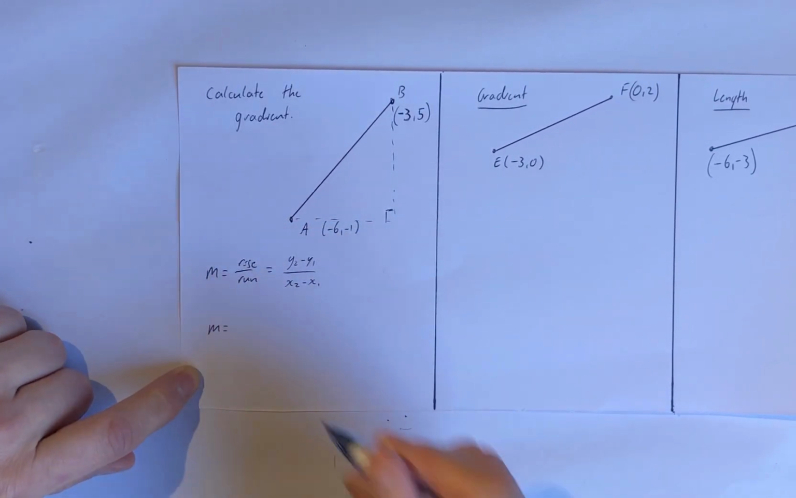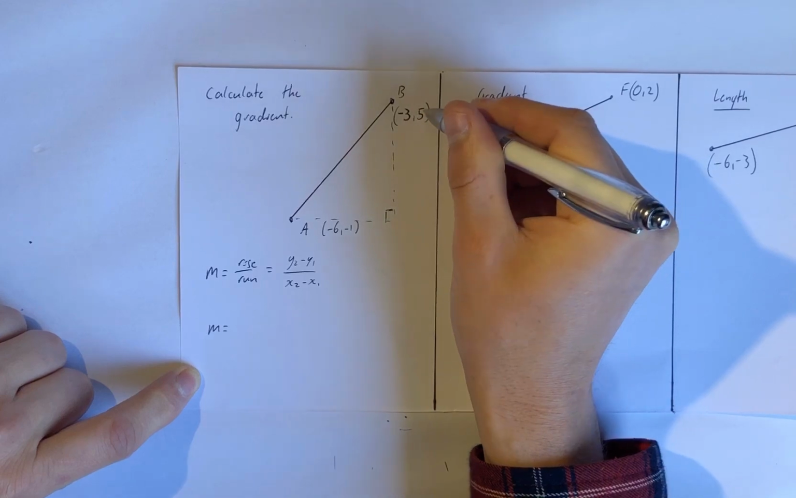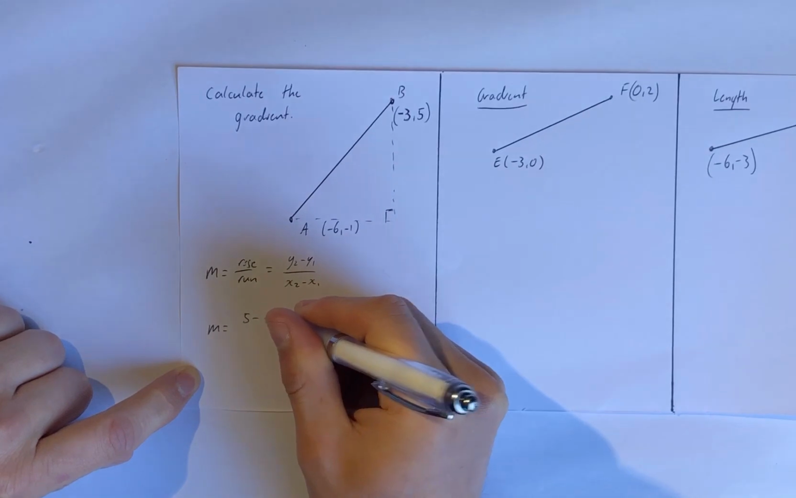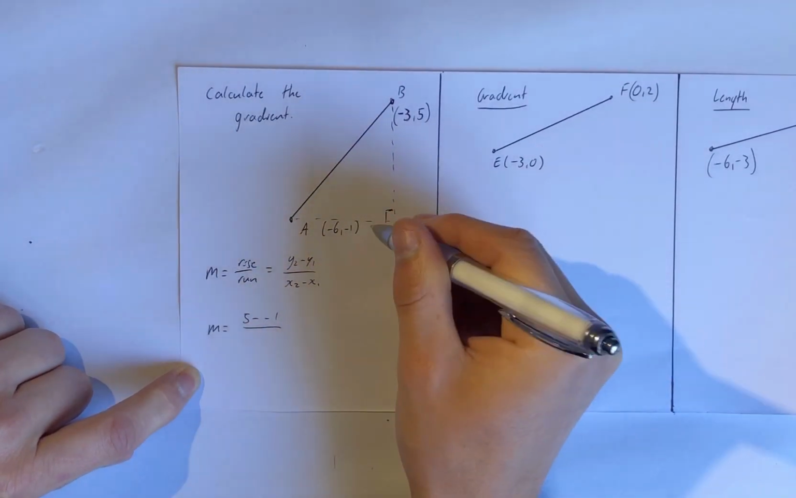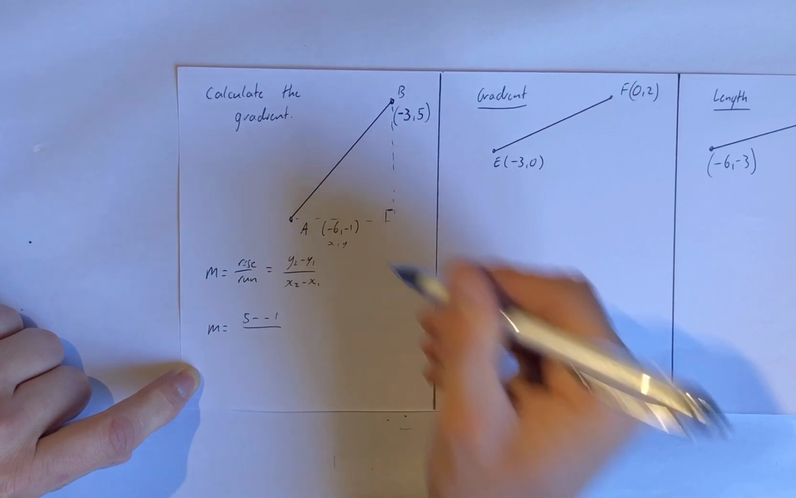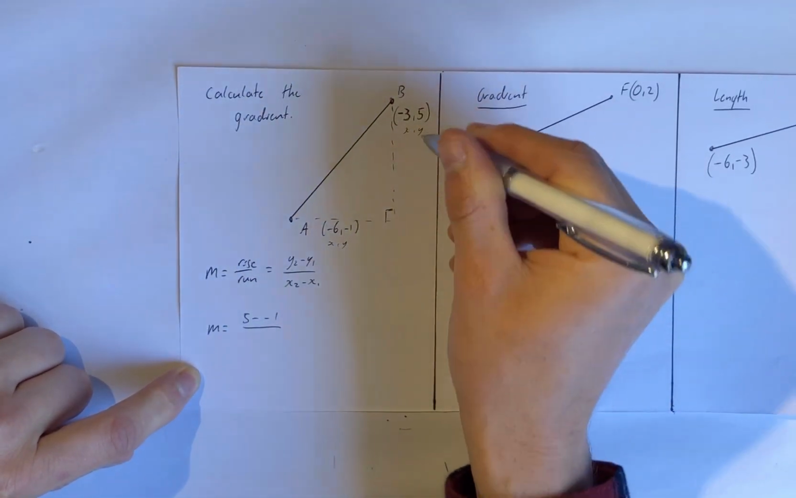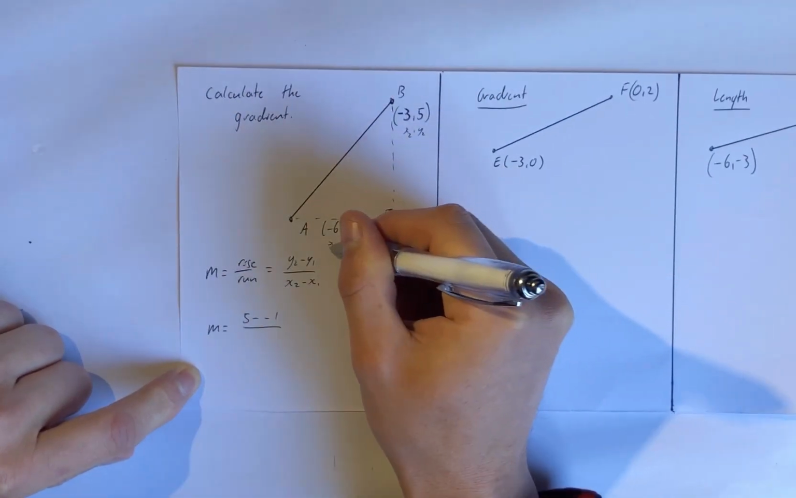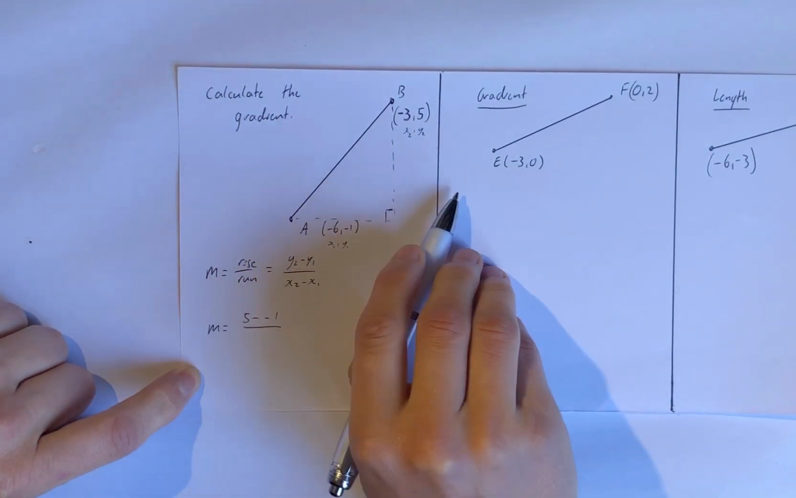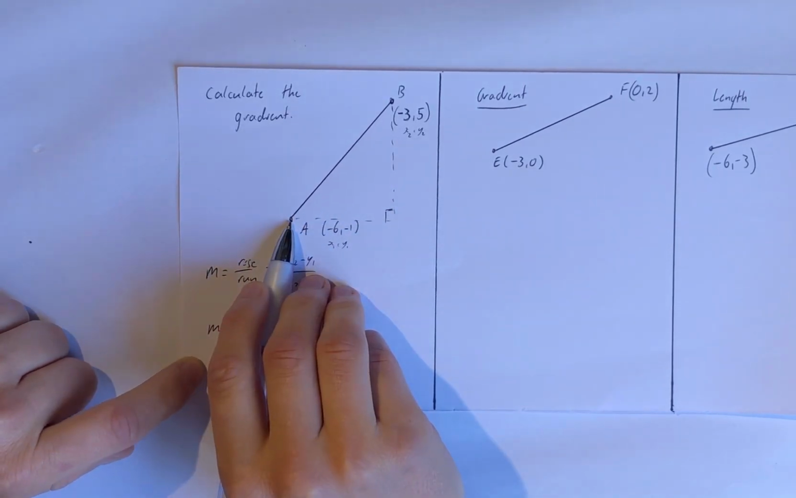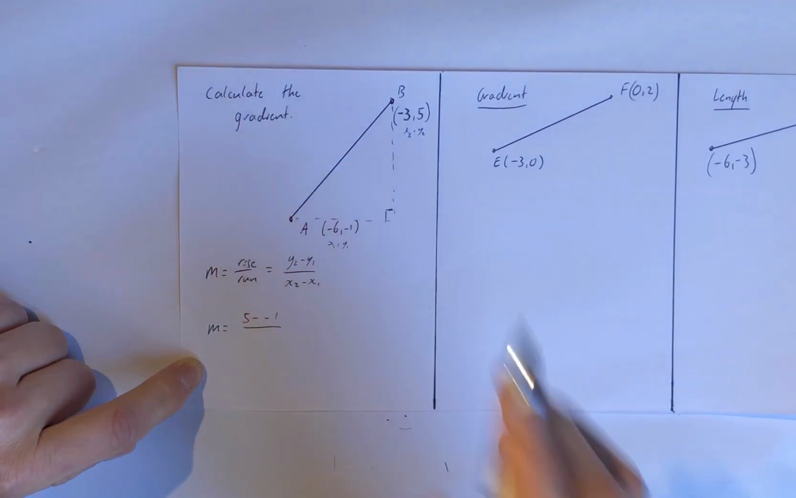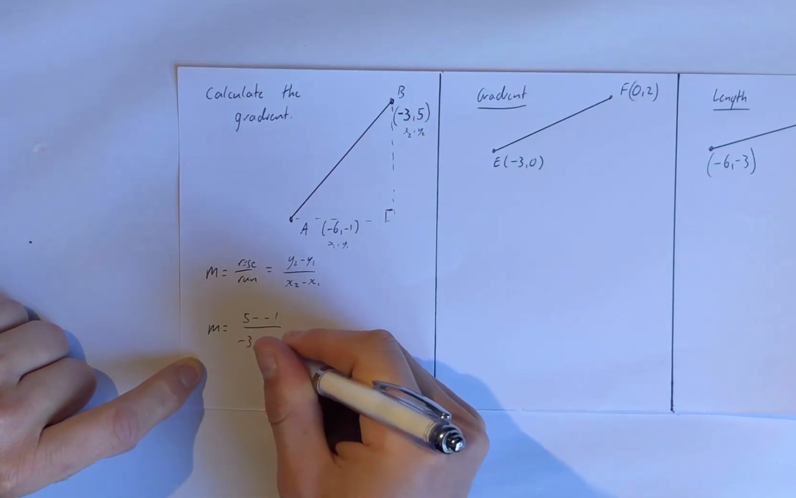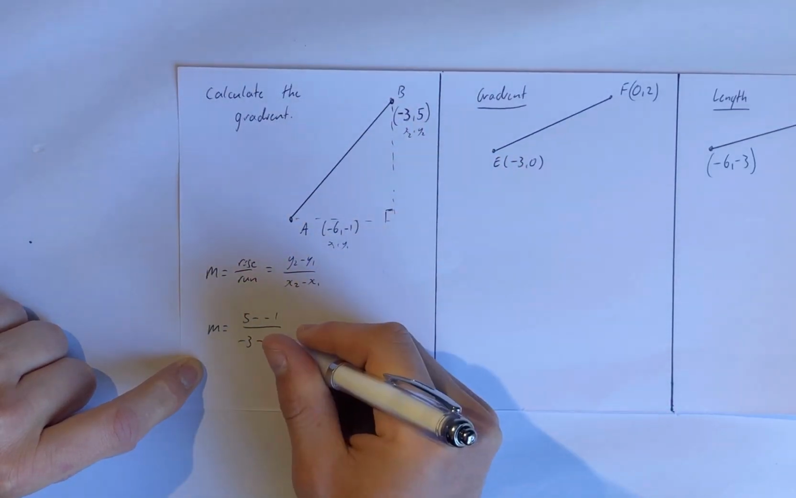So our gradient for this will be y2 minus y1. So y2 minus y1, 5 take away negative 1 over, because those are our y values. Because remember they go x, y, x, y, and this is now x2. And x1 is this one. So it's always left to right. So your leftmost point is your x1 and your rightmost point is your x2. So x2 is negative 3 take away negative 6.